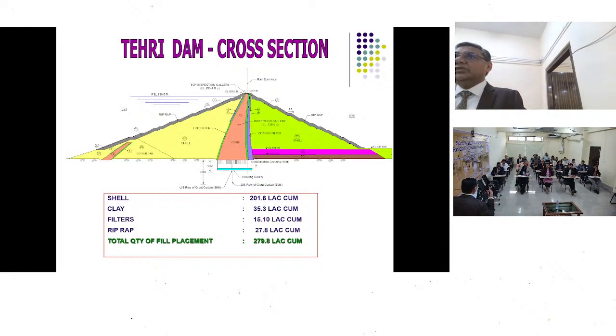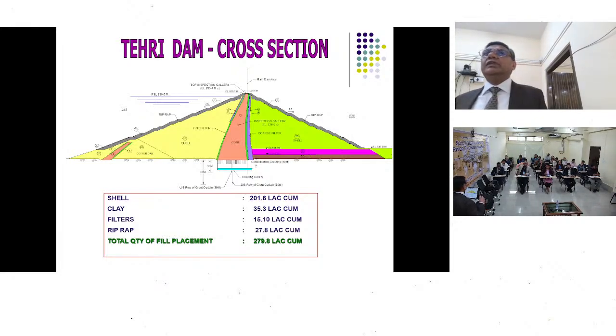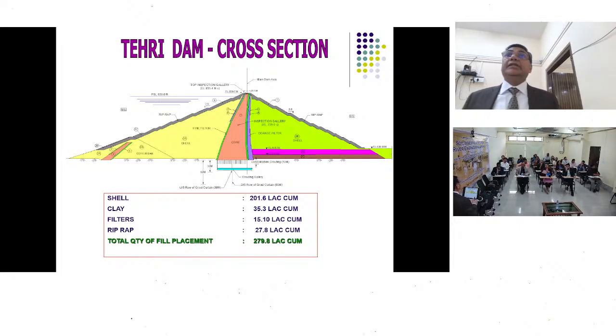So it was thought that at a Richter scale earthquake of 8.1 magnitude, there may be a possibility that even in the pervious shell material having a permeability of 10 to minus 2 centimeter per second, because of the sudden changes in the forces, the pore pressures may not be dissipated so fast, and so there may be a possibility of liquefaction of the shell material.